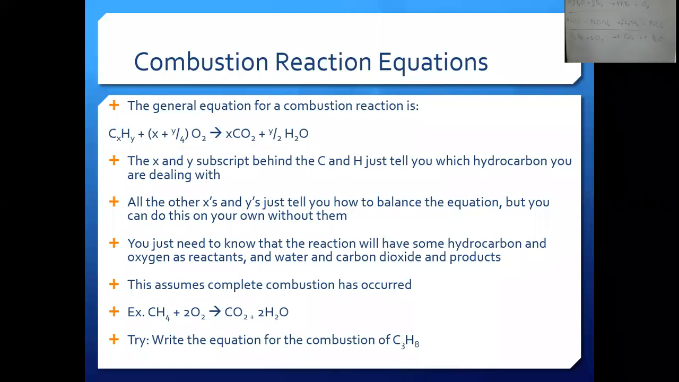So the combustion of propane should look like this. Propane plus 5 oxygen, which is O2, becomes 3 CO2 plus 4 H2O.